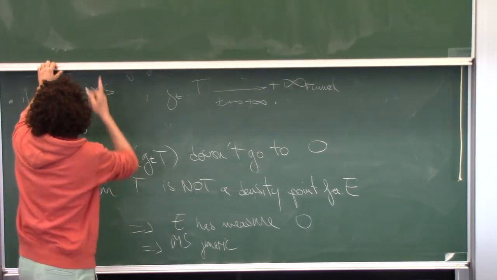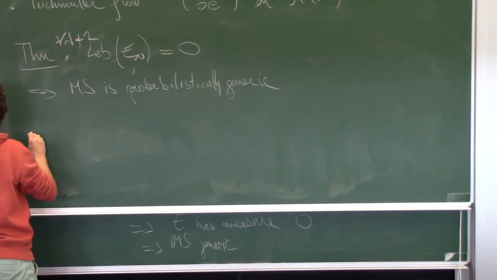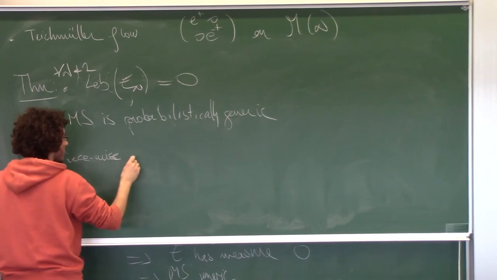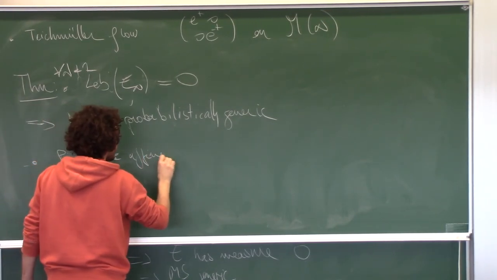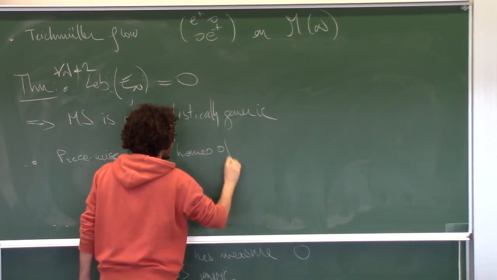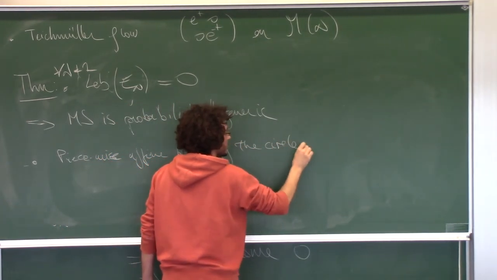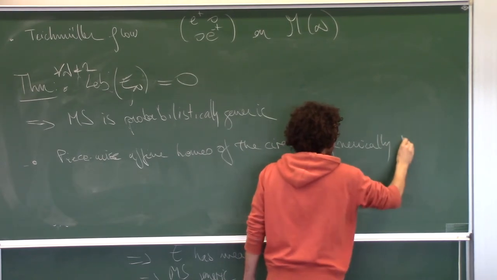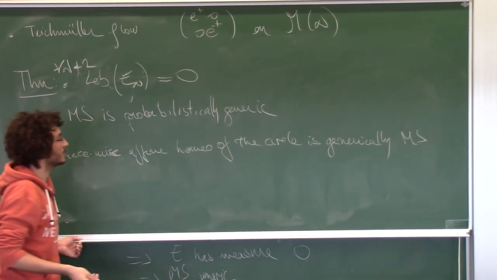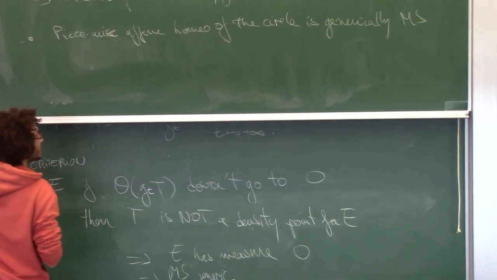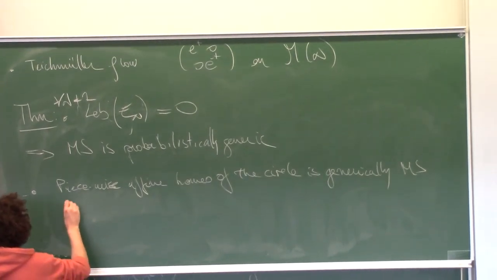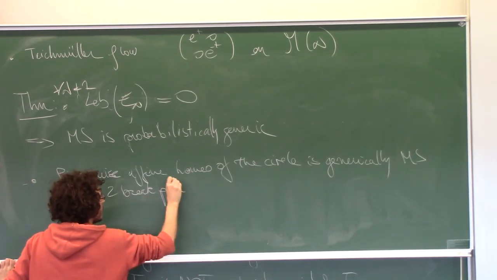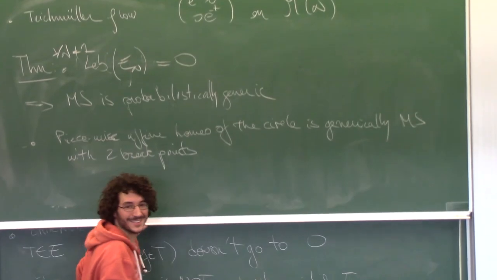So just to say that a corollary of this theorem is that a piecewise affine dilation surface over a circle is generically, again in the measure theory sense, Morse-Smale. So I suppose just with this fixed number, with two marked points. So I guess I should stop. Thank you.